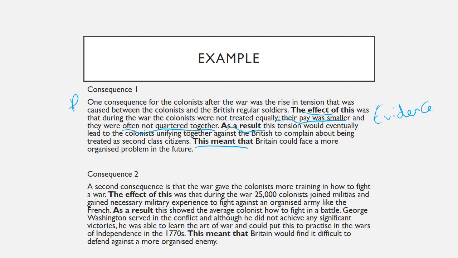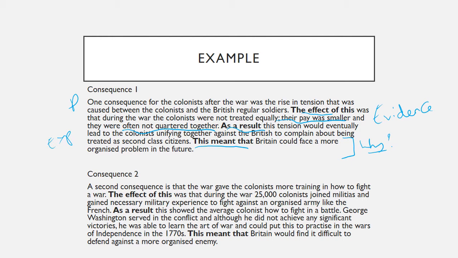As a result, beautiful buzzword, key buzzword, as a result, this tension would eventually lead to the colonists unifying together against the British to complain about being treated as second-class citizens. So that's explaining the consequence. Now this is the final stage, which is saying why this is a consequence. In this case, it's saying this meant that Britain could face a more organised problem in the future. So we've got our point, our bits of evidence, our explanation, and a why.